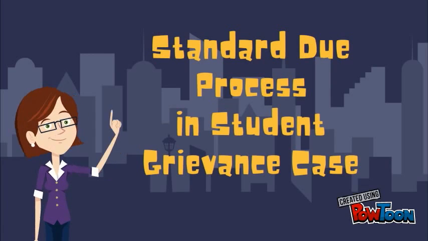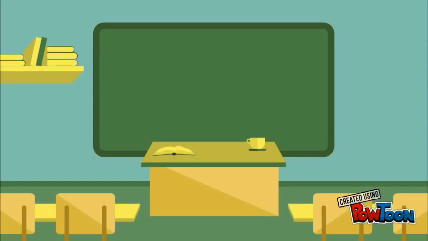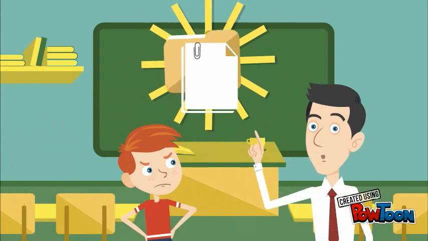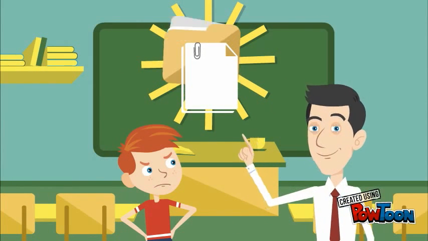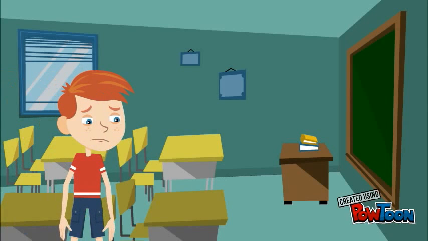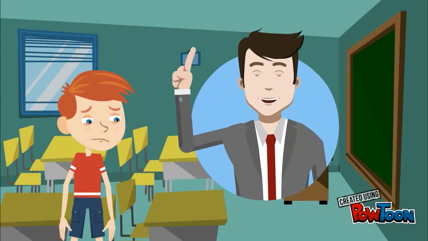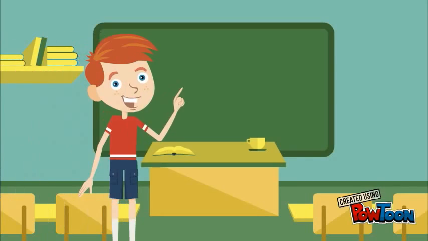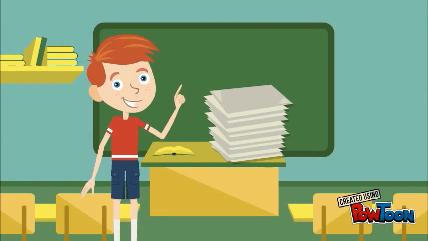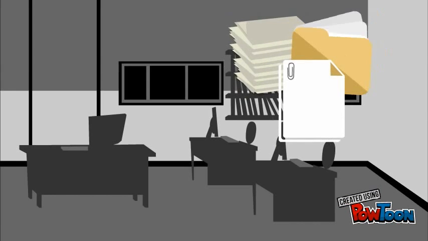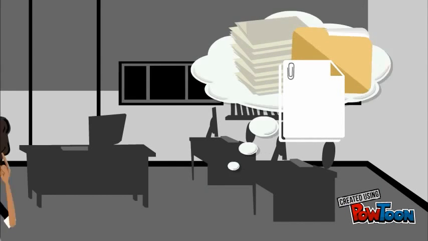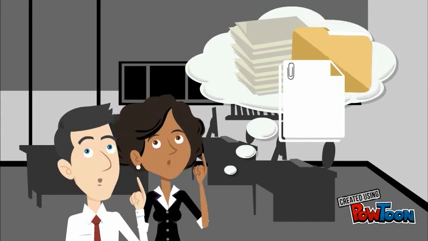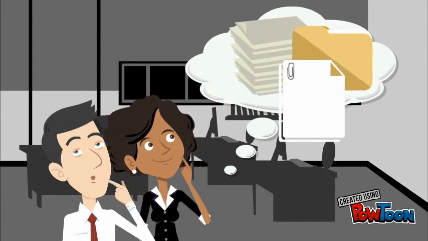The standard of due process in student grievance cases. First, the students must be informed in writing of the nature and cause of the accusation against them. Second, they shall have the right to answer the charges against them with the assistance of counsel if desired. Third, they shall be informed of the evidence against them. Fourth, they shall have the right to adduce evidence in their own behalf. And the last, the evidence must be duly considered by the investigating committee or official designated by the school authorities to hear and decide the case.